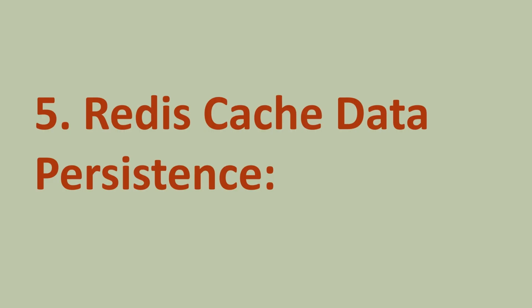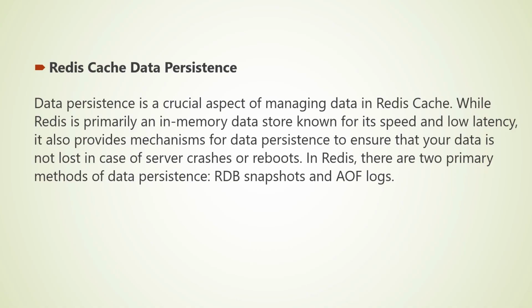5. Redis Cache data persistence. Data persistence is a crucial aspect of managing data in Redis Cache. While Redis is primarily an in-memory data store known for its speed and low latency, it also provides mechanisms for data persistence to ensure that your data is not lost in case of server crashes or reboots. In Redis, there are two primary methods of data persistence: RDB snapshots and AOF logs.